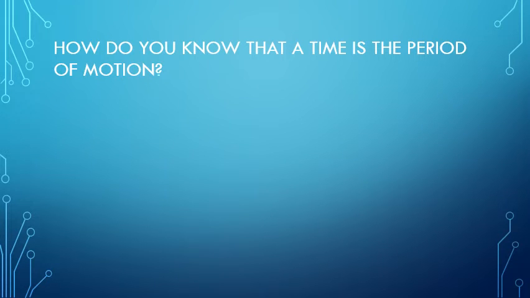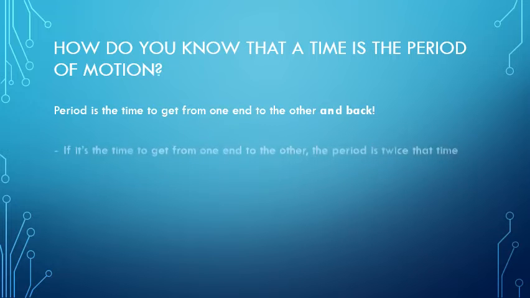Now, how do you know the time is the period of motion? Again, the period is the time to get from one end to the other and back. So if it's a pendulum, it's the time to start on the left edge, swing over to the right edge, and then swing back over to the left edge. That's how you know it's a full period.